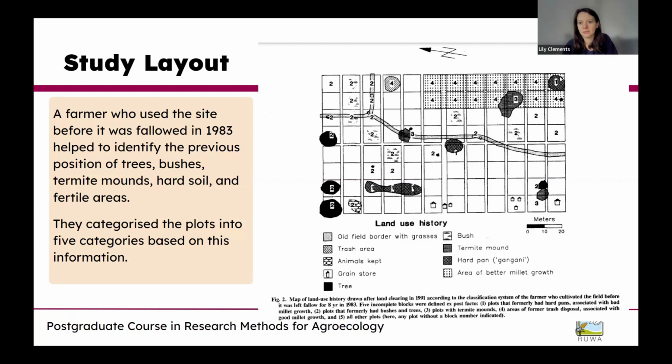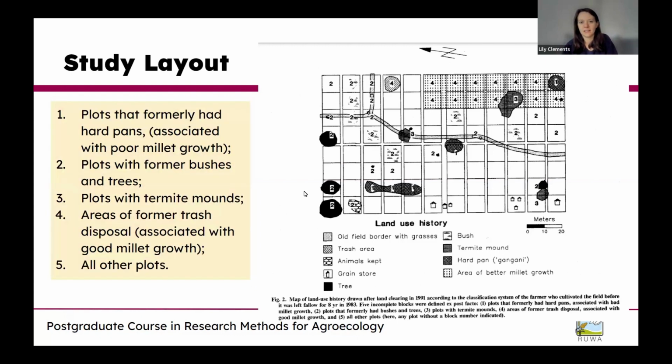We have these little numbers of 1, 2, etc. of our different areas. So 1 is the plots that formerly had hard pans, which is associated with poor millet growth. So obviously treatments placed there, we're going to maybe expect them to have a poorer growth, and that will be to do with previous use of this bit of land rather than the treatment itself.